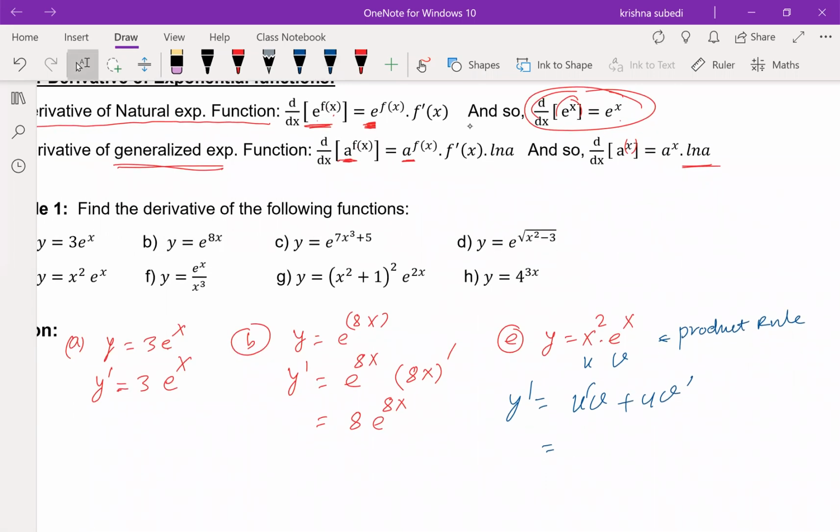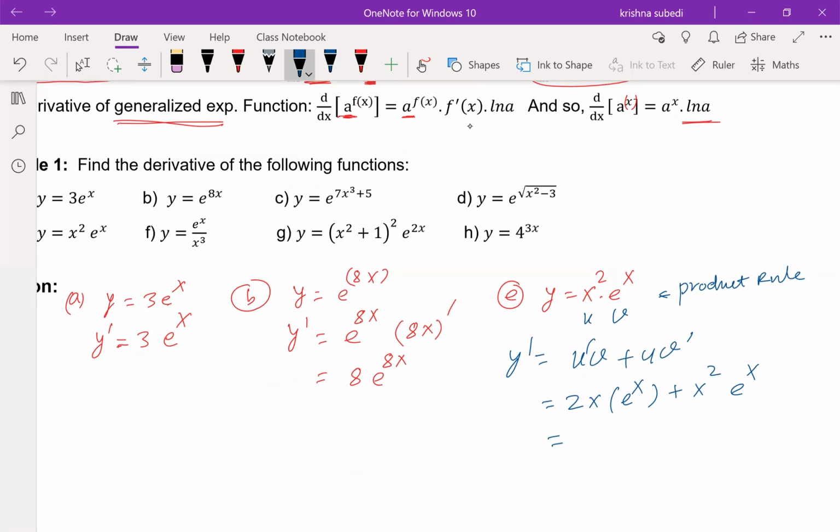I know some of you have already done it there in the chat room, thank you so much. And we find the derivative of u, which is 2x, and copy v, which is e to the x, plus copy u, which is x squared, and the derivative of v, the derivative of e to the x will remain the same using that formula number 1. So that's it. If you want to simplify, maybe you can take x e to the x common. So the remaining is 2 plus x. That's it.